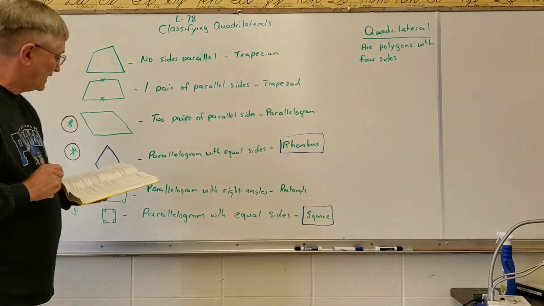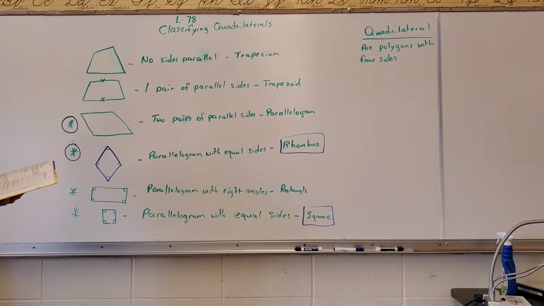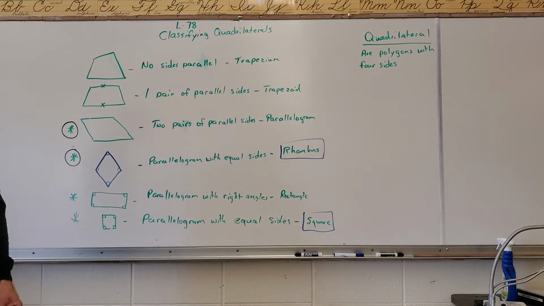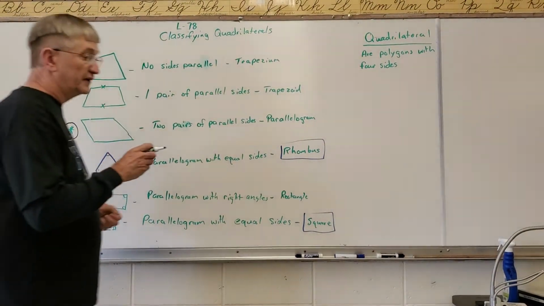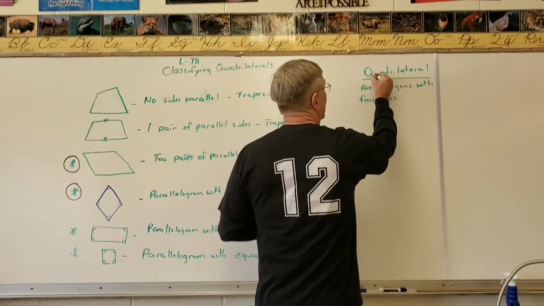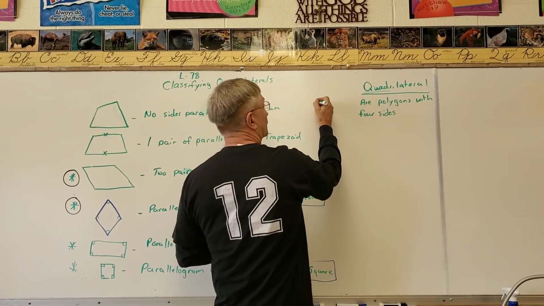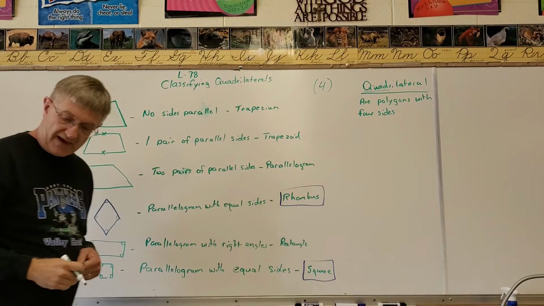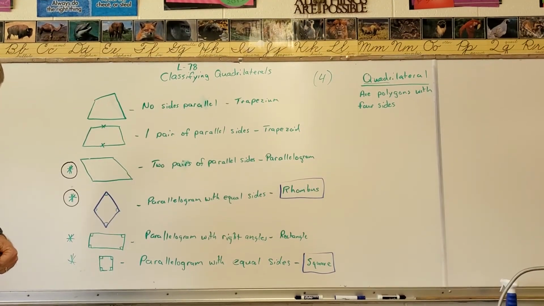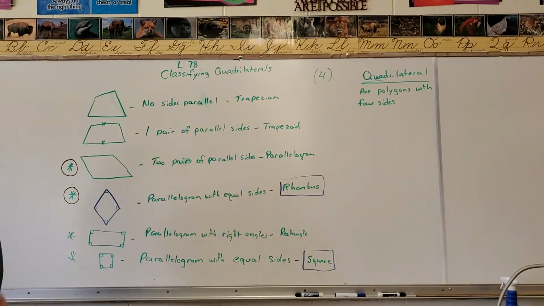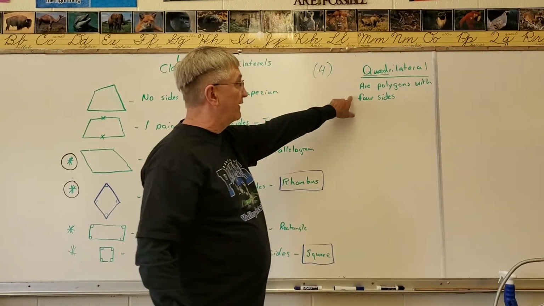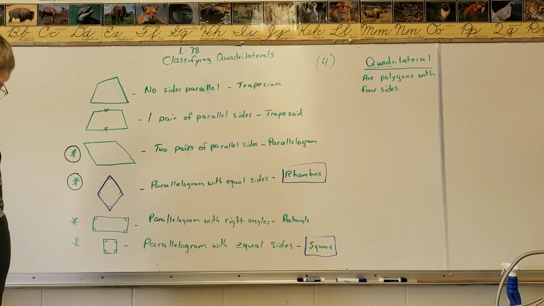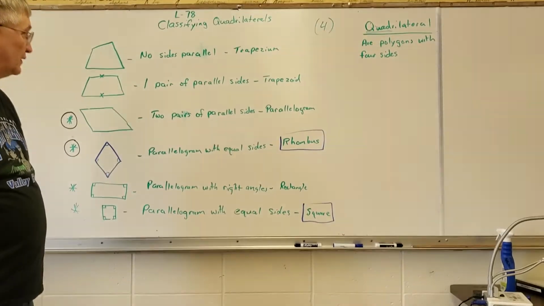Here's the first one. Letter A. It says all quadrilaterals are 4-sided polygons. So we got it in terms of quadrilateral. Here's a hint I gave you earlier. The term quad, meaning 4. So that means all quadrilaterals are 4-sided polygons. That is definitely a true statement based on this right here. So it is true.